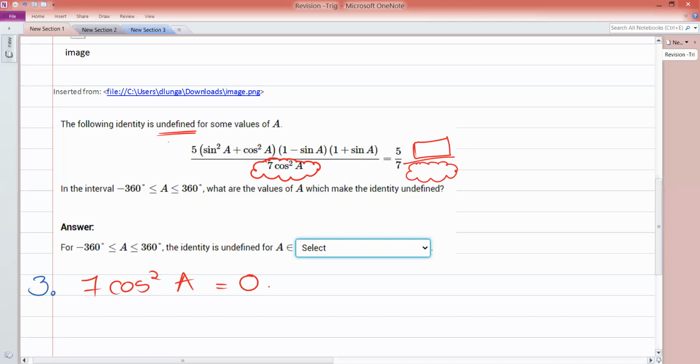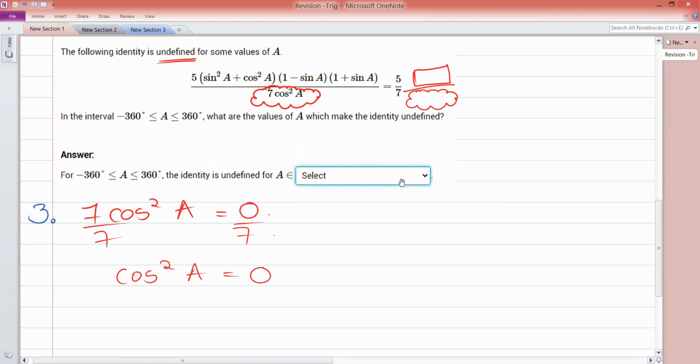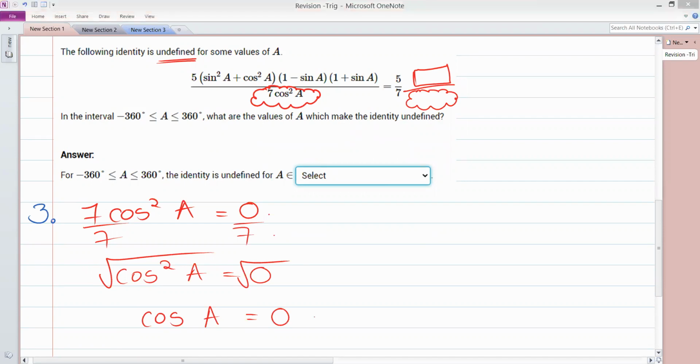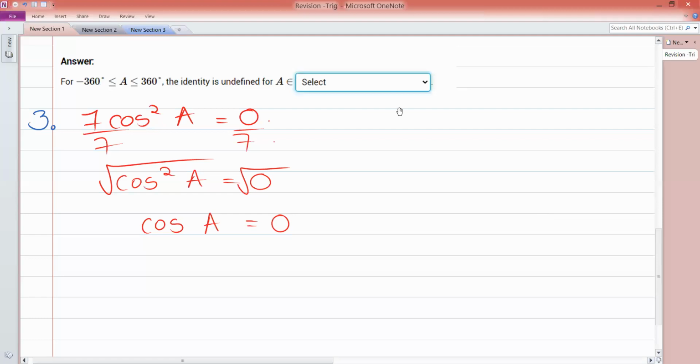So the top, we're not going to deal with the top. We're just going to look at the denominator and make it equal to 0 and solve for that. First things first, inverse operations or the balancing method, divide both sides by 7. So you end up with cos squared A is equal to 0. Then next step, square root of 0, cos A is equal to 0. Now the next step is you want to solve for A at this point.